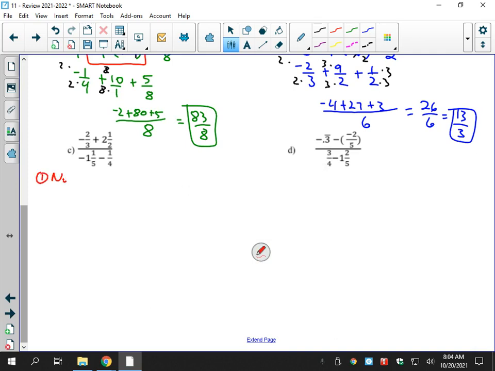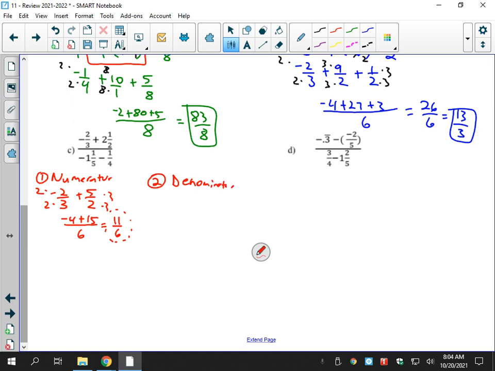So step 1, our numerator. I'm just going to rewrite it with improper fractions. Negative 2/3 plus 5/2. Common denominator would be 6, so that's going to be times 2 and times 3. Negative 4 plus 15 would give us 11/6. Not our final answer, but important. Now let's look at our denominator.